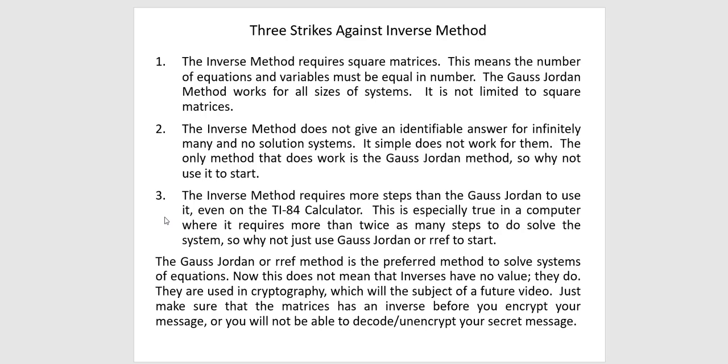The third strike is that the inverse method requires more steps for performance than does the Gauss-Jordan method, even on the TI-84 calculator. This is especially true in a computer system, where it requires more than twice as many steps to solve a system of equations, if it can be solved. So why not just use the Gauss-Jordan or RE method from the beginning? The Gauss-Jordan or RE method is the preferred method to use for solving systems of equations.